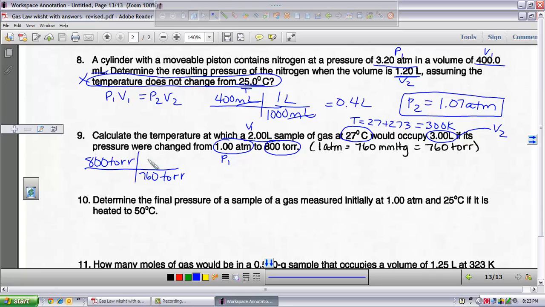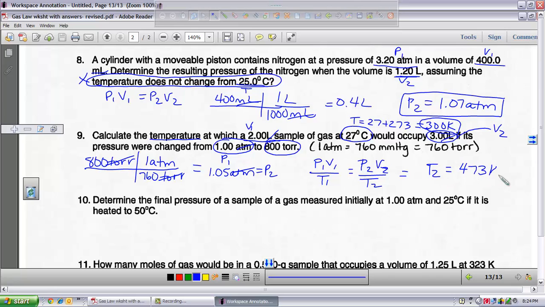Okay, so 800 torr, you have 760 torr for every 1 atmosphere. Since the first one's in atmospheres, we want the second one to be in atmospheres. And so when we convert that, we get 1.05 atmospheres. So now we have P2, P1, they're in the same units. We've got volume 1 and volume 2, they're in the same units. Our temperature up here is 300 Kelvin. So our new temperature will also be in Kelvin. And we're going to use the formula P1V1 over T1 equals P2V2 over T2. And when you calculate that, the answer is 473. And you get to have 3 significant figures.